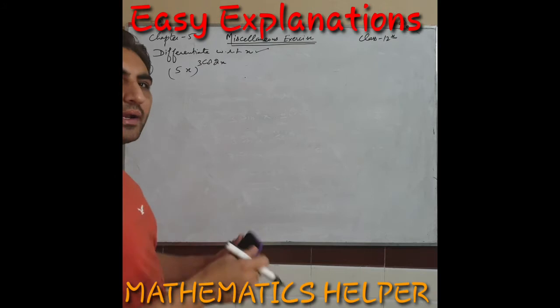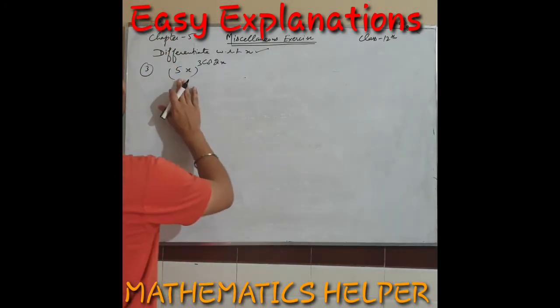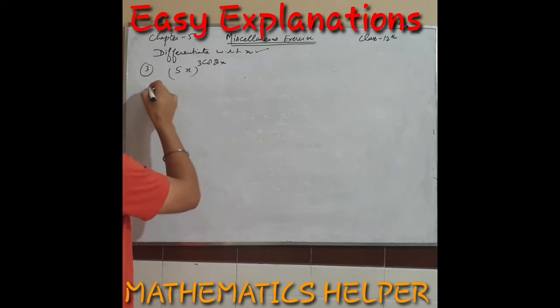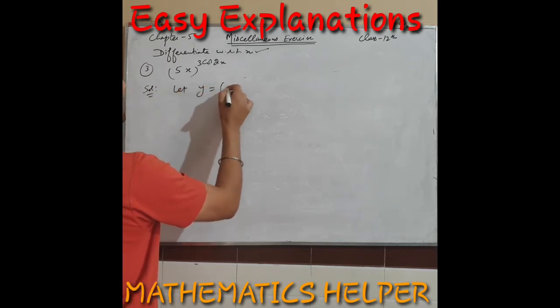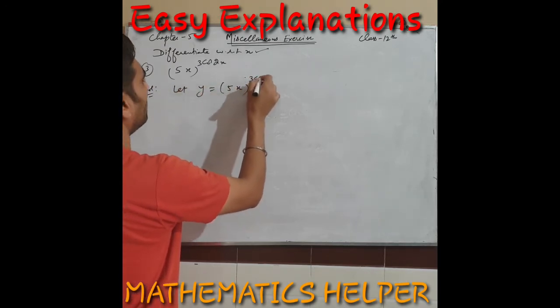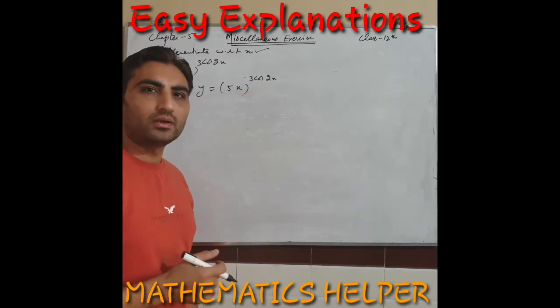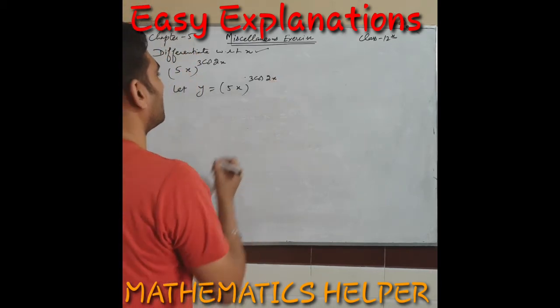Comparatively, we can say it needs more effort. We have 5x raised to power 3 cos 2x. So when you write it as y, you have to write let y equal to, as we marked earlier, 5x raised to power 3 cos 2x. It will be difficult to find the derivative directly. There is a special category of questions given in our NCERT book also, you have done it already maybe.